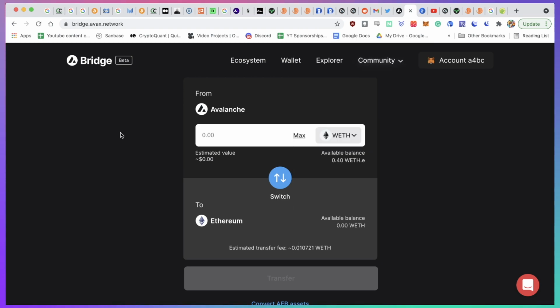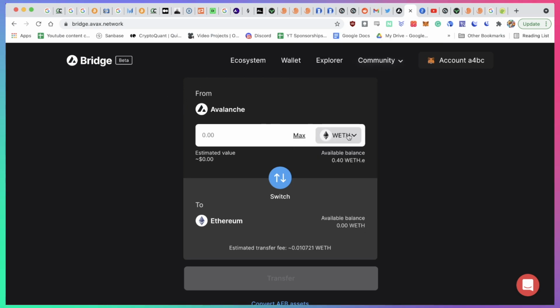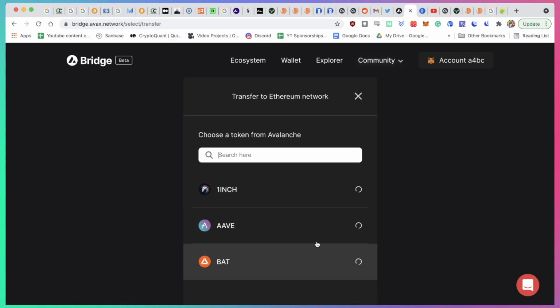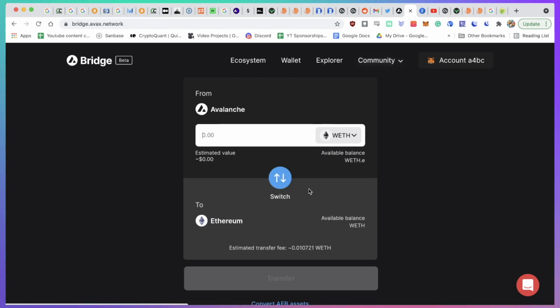In order to see the bridged assets, what I can do is, here on the Avalanche side of things, make sure that your MetaMask is pointing to the Avalanche mainnet C chain. Then here you can actually select the asset that you just transferred. Like for me, it's wrapped ETH. And then here you can see how much you actually have on the Avalanche chain, so 0.4. Perfect. So now, with that out of the way, let's do our first transactions on Pangolin.